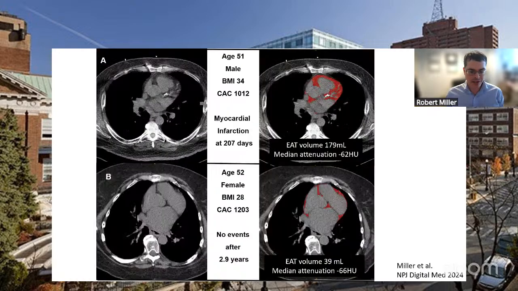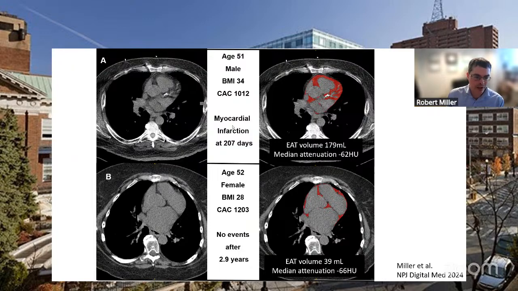These are just a couple of cases as examples. So on the top case, you can see a 51-year-old male, calcium score 1,000. His EAT volume is quite high at 179 mils. The EAT density was also above our threshold. So the idea is that if you have underlying inflammation, especially around the coronaries, that can increase the attenuation of fat just because there are some surrounding inflammatory changes, and that changes the median attenuation of EAT.